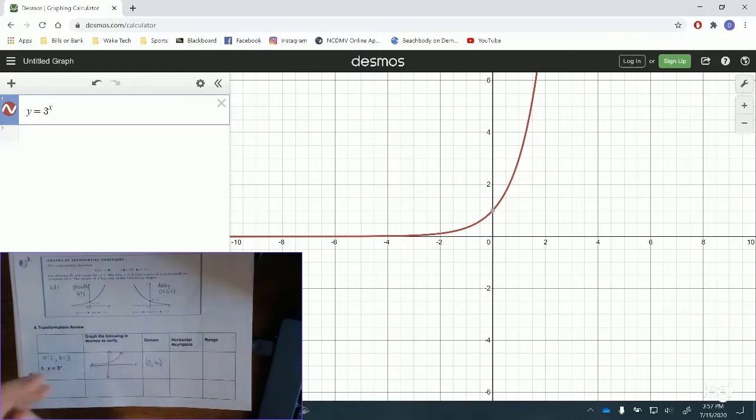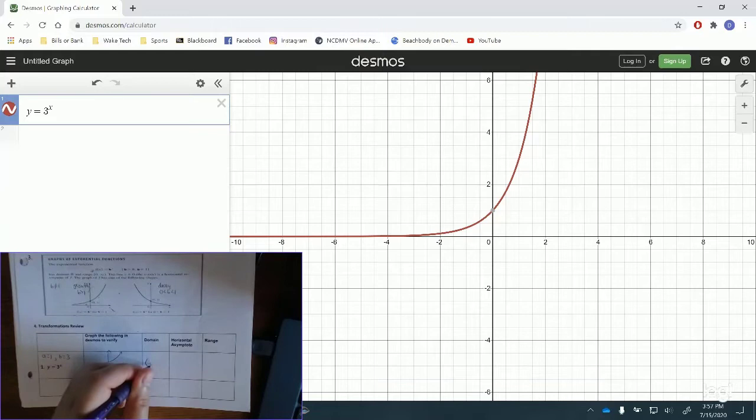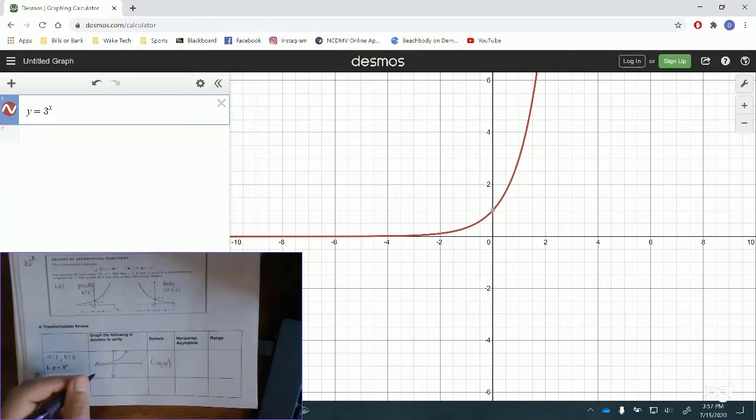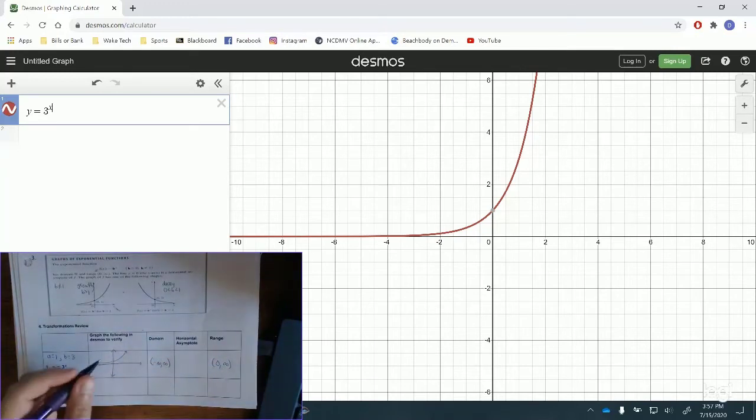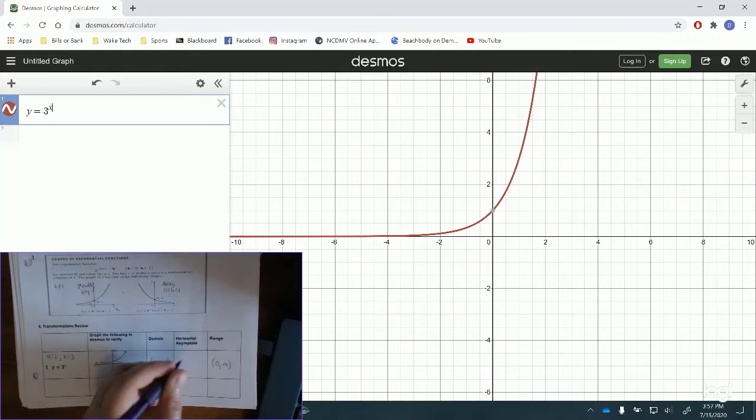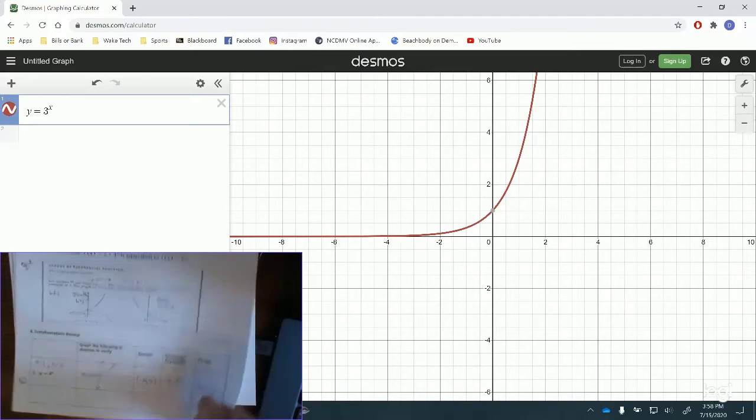The domain is going to be all real numbers, because for exponential functions, your domain is always all real numbers, and your range is going to be 0 to infinity, but there's a horizontal asymptote. As x gets really small, y is going to head to 0. So the range is 0 to infinity, and the horizontal asymptote is y equals 0.